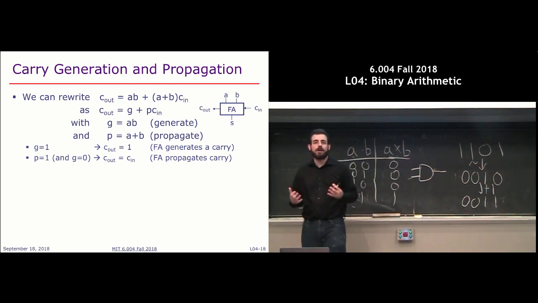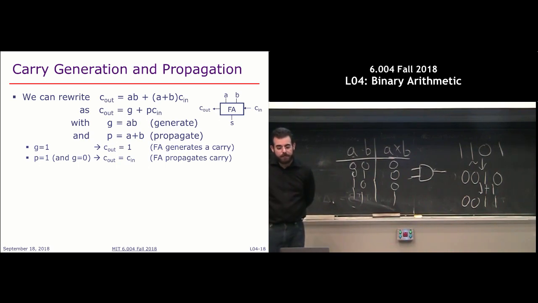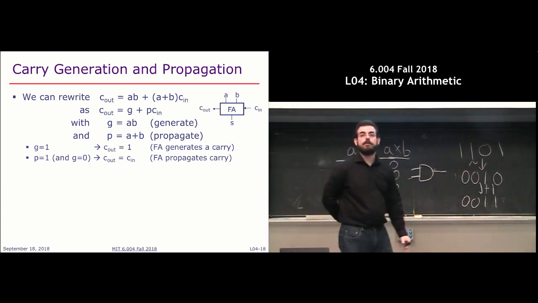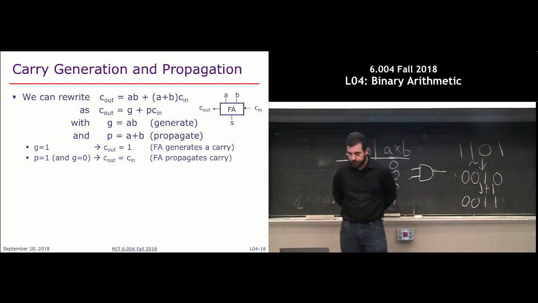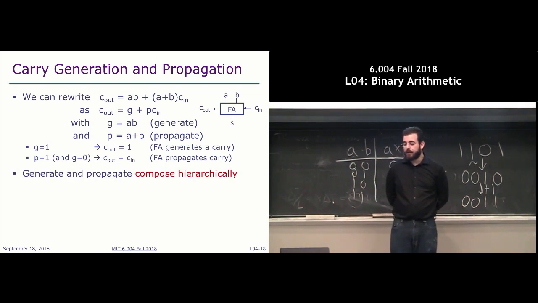And we say that this full adder is generating a carry. It's generating a carry out. And then if P is 1 and G is 0, then we're essentially propagating the carry into the carry out. So the full adder is propagating the carry. That's why these G and P are called generate and propagate. And so the key nice property of expressing the equation this way is that generate and propagate signals compose hierarchically.